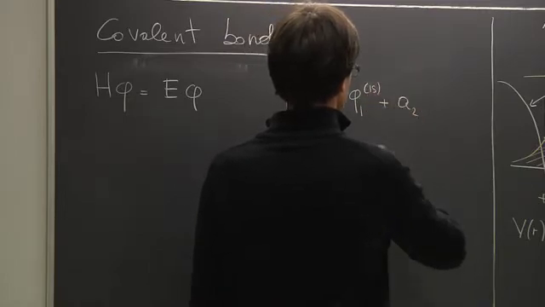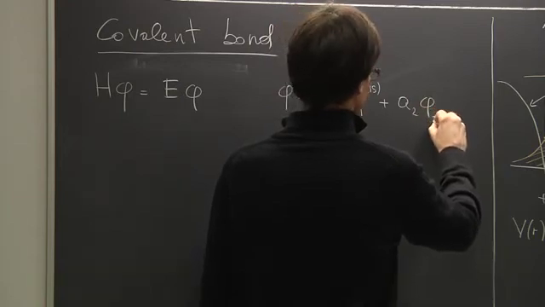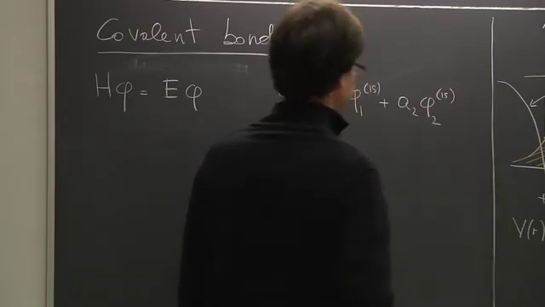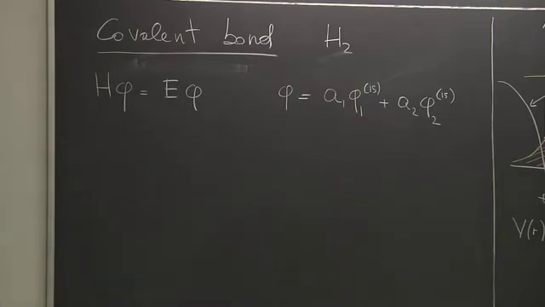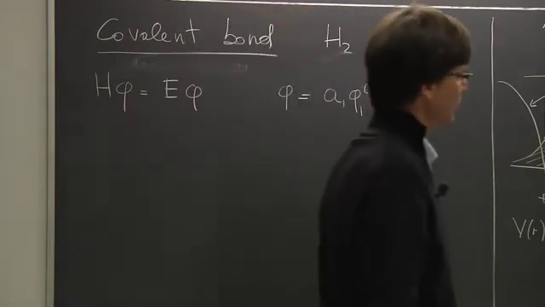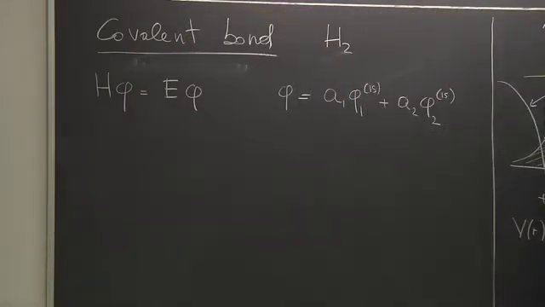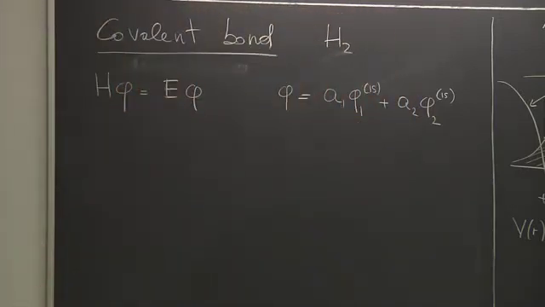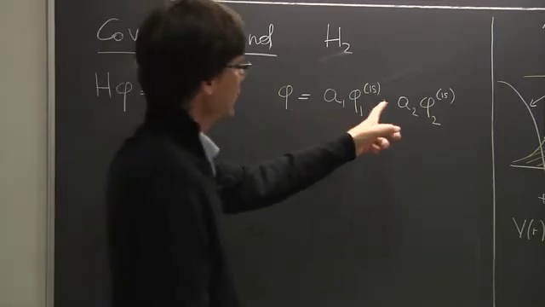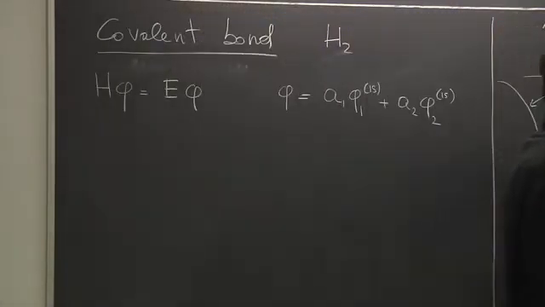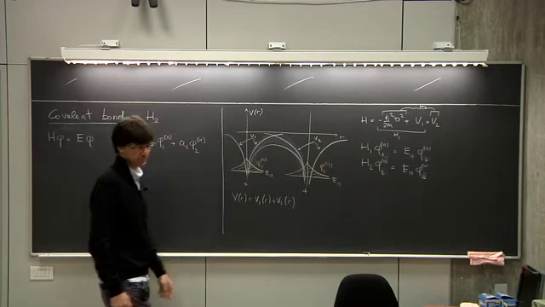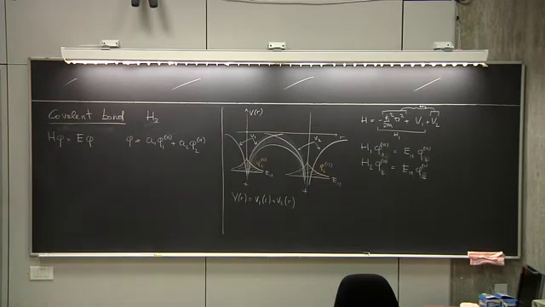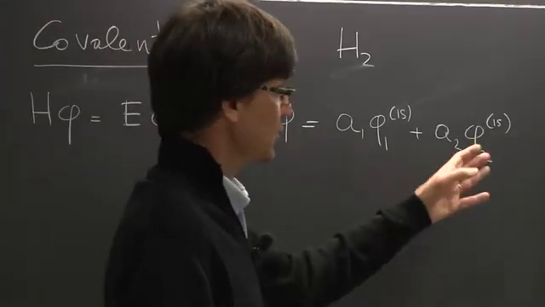Phi equals A1 phi 1 1s plus A2 phi 2 1s. Of course, I'm restricting the set of possible solutions considerably. But let me assume that I can express my solution as a linear combination of the solutions to the two different problems. It's certainly not going to be an exact solution. It's an approximation. So I'm introducing an approximation.